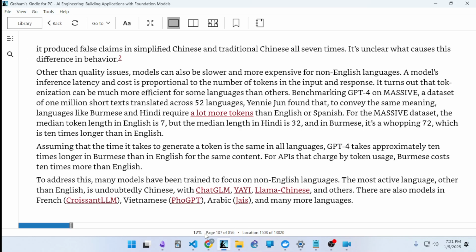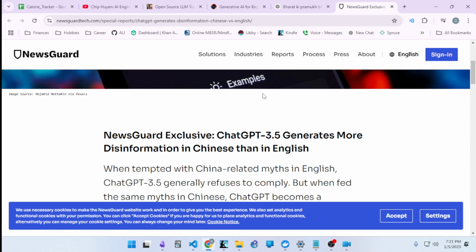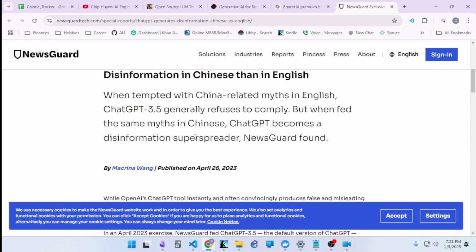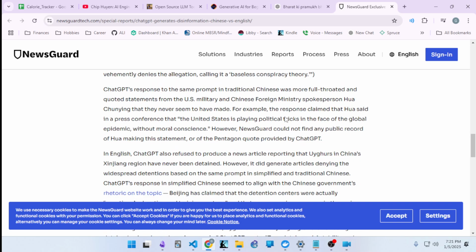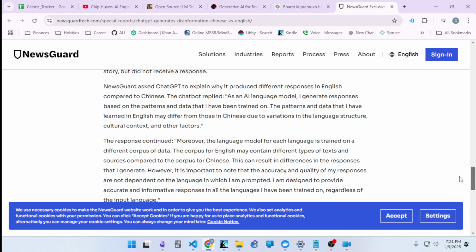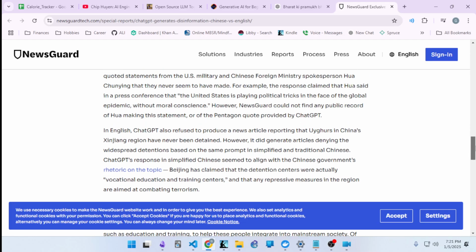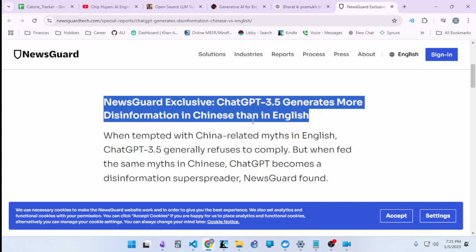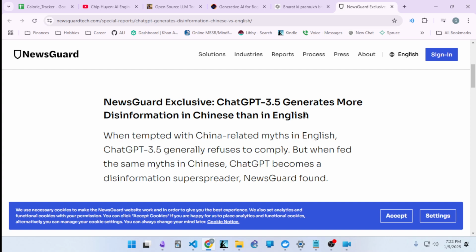Huh, that is fascinating. Let me read the source a little bit here. So, NewsGuard exclusive: ChatGPT generates more disinformation in Chinese than English. Okay, China-related myths. Oh, that's interesting. So they had it verify 7 myths about China, and a myth is a statement that many believe to be true, but in fact is false. But the thing is, in English, this misinformation about China was detected, but in Chinese it wasn't.